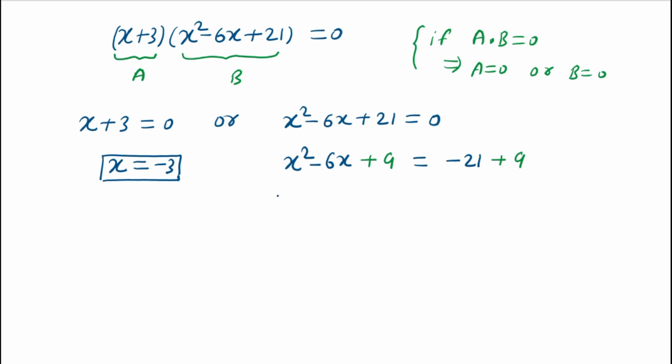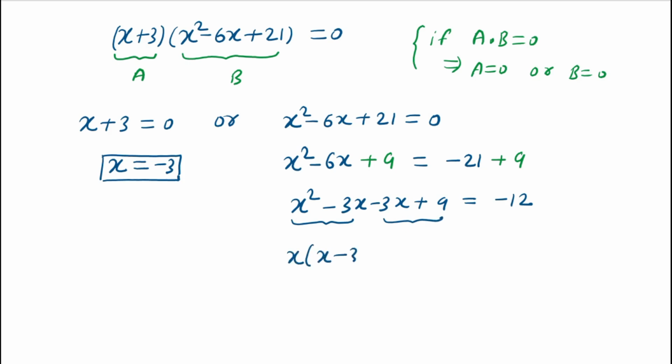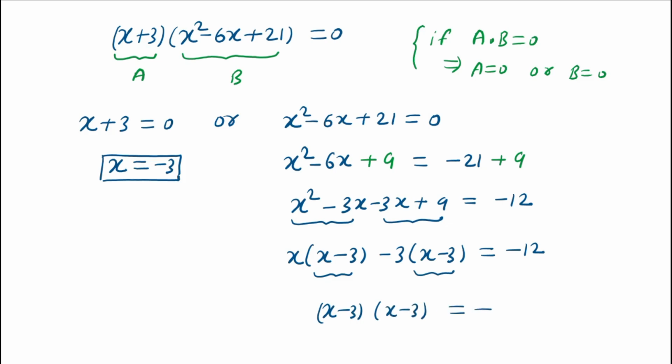Here we will apply middle term split. Then x² − 6x is −3x − 3x + 9, and this is equal to −21 + 9, which is −12. Look carefully at the first two terms and then the last two terms. If we take common x in the first two terms, then inside the bracket x − 3. And here if we take common −3, then inside the bracket x − 3, and this is equal to −12. Look carefully at the left-hand side, here x − 3 and here x − 3. If we take common x − 3, then here x − 3, and this is equal to −12.